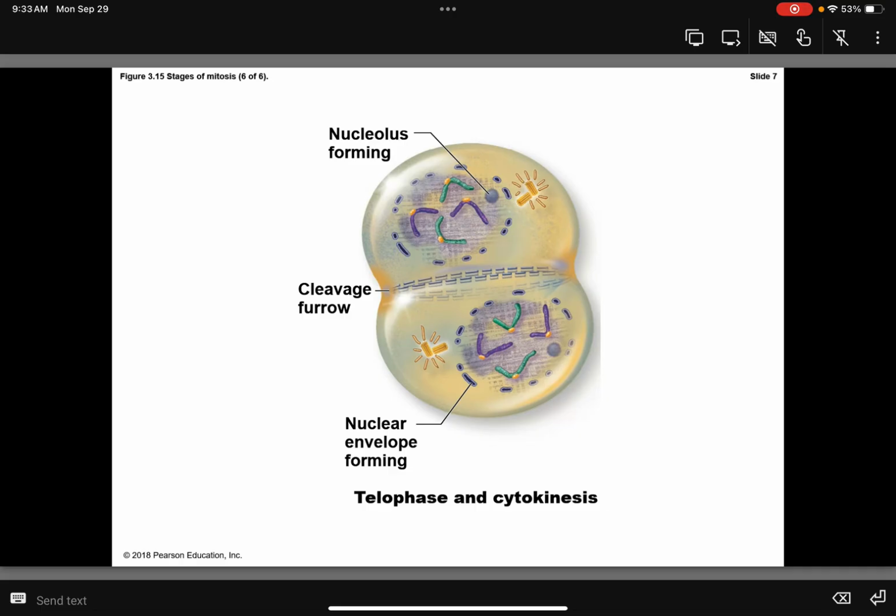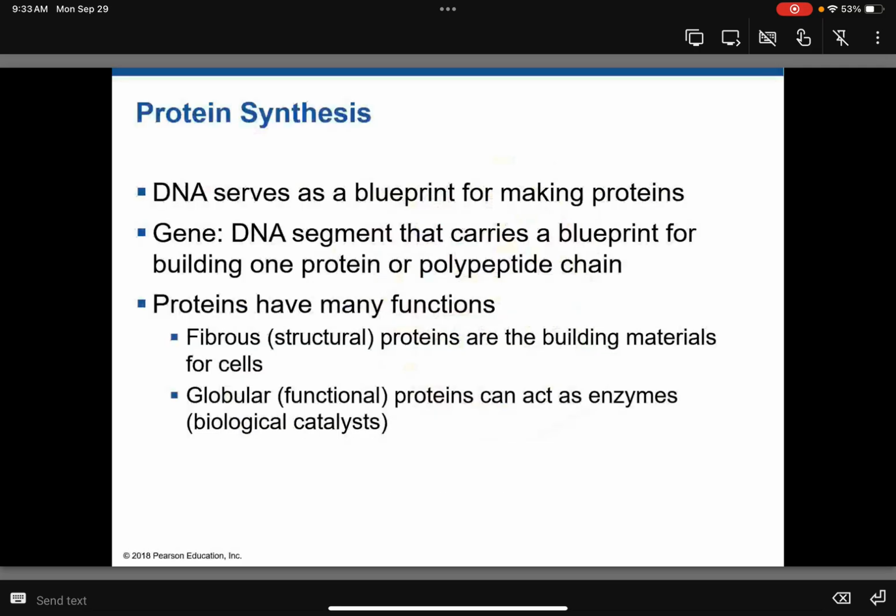And then you have the nuclear envelope reforming, and your chromosomes are going to start to relax into that chromatin form again, where it's entering back into the interphase stage, where the cell spends the majority of its time doing its normal activities.